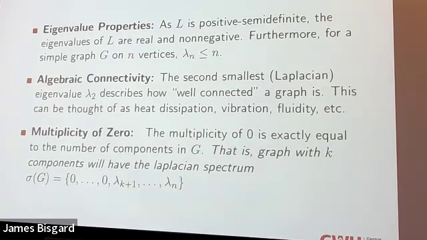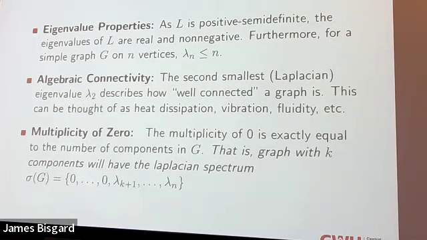It can be thought of in a few ways, like heat transfer or heat dissipation. If you have a graph and you heat up one vertex, how well that heat will dissipate through the system can be expressed by your algebraic connectivity. So a graph with a relatively large algebraic connectivity will dissipate heat very well, and inversely, a very small algebraic connectivity will dissipate heat poorly.